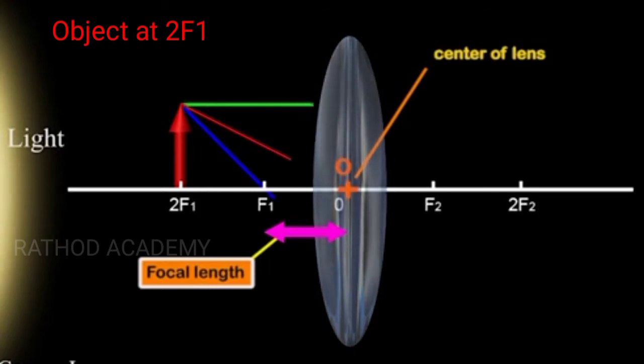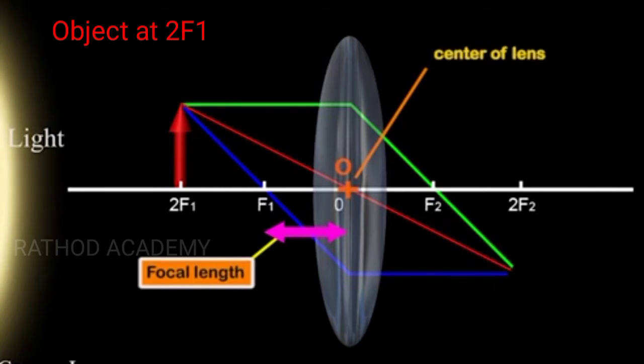Now we are passing three rays, one is parallel to the principal axis, one is passing through f1. After refraction, the ray which has passed through f1 becomes parallel to the principal axis, and the ray which was parallel to the principal axis after refraction passes through f2, and finally we will find the image is formed at the same point 2f2.